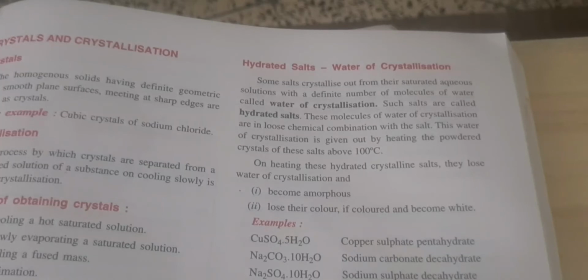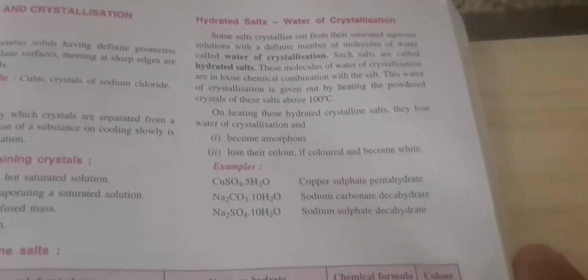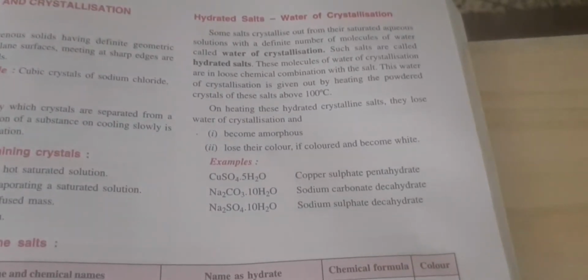On heating these hydrated crystalline salts, they lose the water of crystallization, they become amorphous, they even lose the color, they become powder-like and white in shape. An example of a hydrated salt is copper sulfate, which has 5 water molecules. That means with 1 molecule of copper sulfate, 5 water molecules are attached.